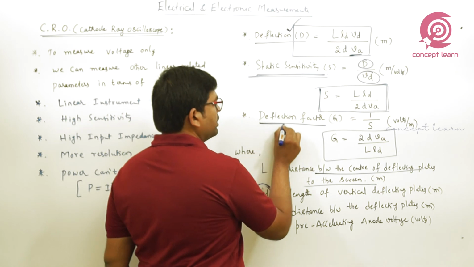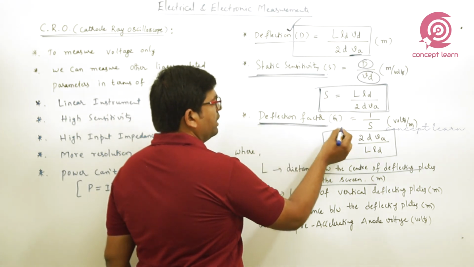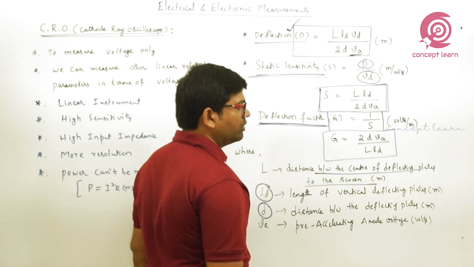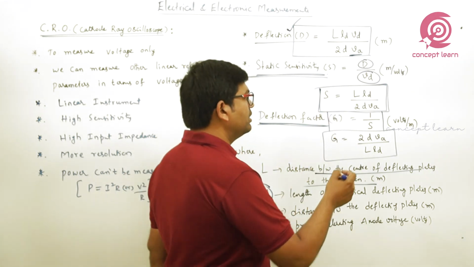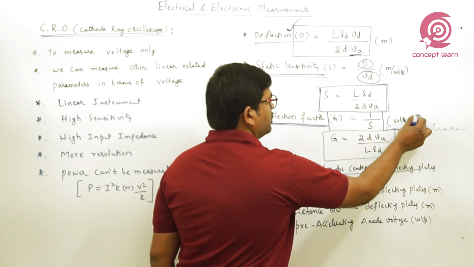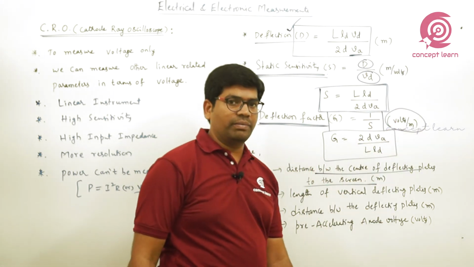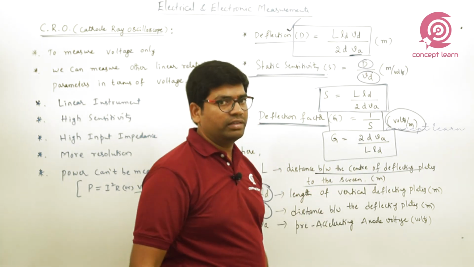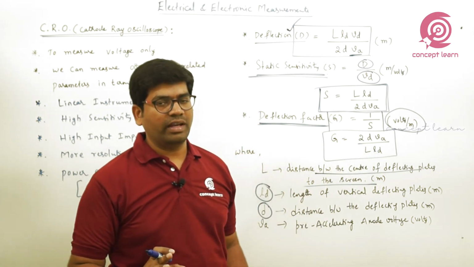Deflection factor is very simple. It is the reciprocal of static sensitivity, the inverse of the static sensitivity. Then instead of meter per volt, when we take the reciprocal, we get volts per meter, and the expression is 2d into V_A by L into L_D. This is one possibility, right?